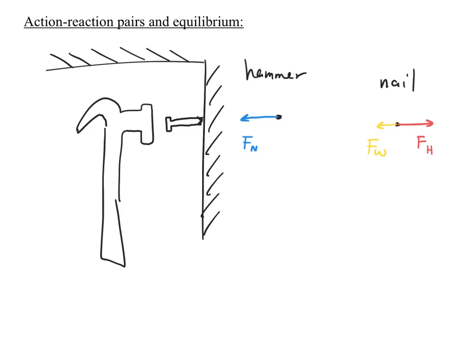Because if it rebounds, you're going to smack yourself in the face with it. So when you hammer on the side, your location on the hammer changes based on torque, which we'll talk about a little bit later in the year.